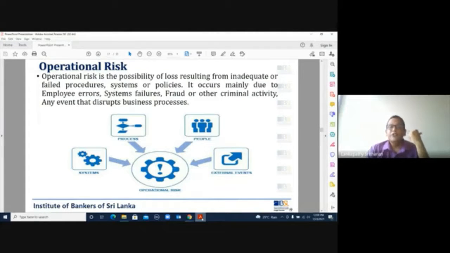The second one is process. Failure of process means, for example, that if a person has to make a payment, it has to be checked by somebody else, who has to make sure that the calculations are correct. But due to the failure of the process, operational risk could arise.